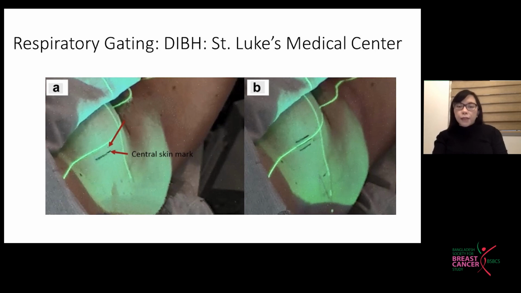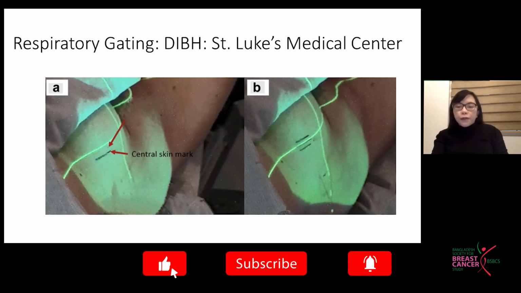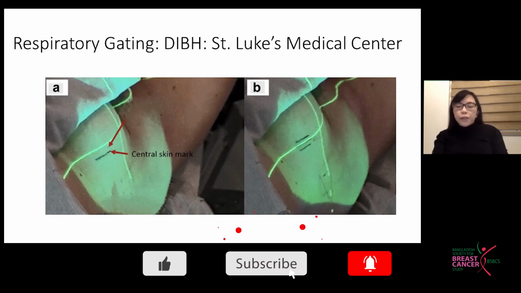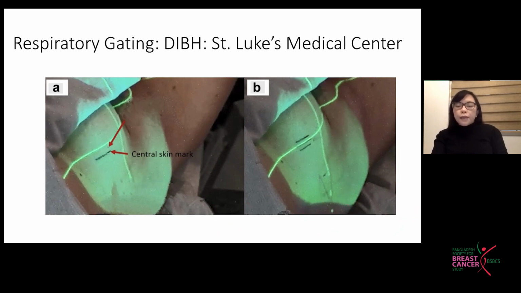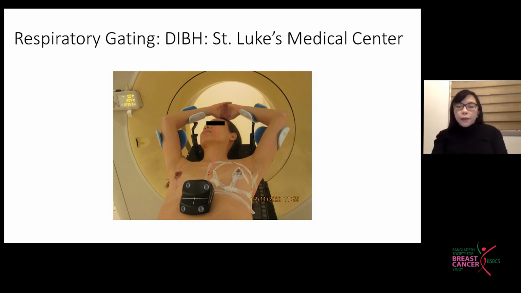So first, we coach the patient and let her practice if she can deeply inspire for at least 20 seconds. Then we check if the inspiration is deep enough. So we do this by putting anterior and lateral marks on the skin. So here's an example of the lateral marks that we put. The first picture shows a mark during free breathing or normal breathing. Then we ask the patient to deeply inspire and hold it for 20 seconds. And then we put another lateral mark. So the difference between the two marks should be at least 1 centimeter. If successful, then we proceed with the CT scan with this kind of setup.